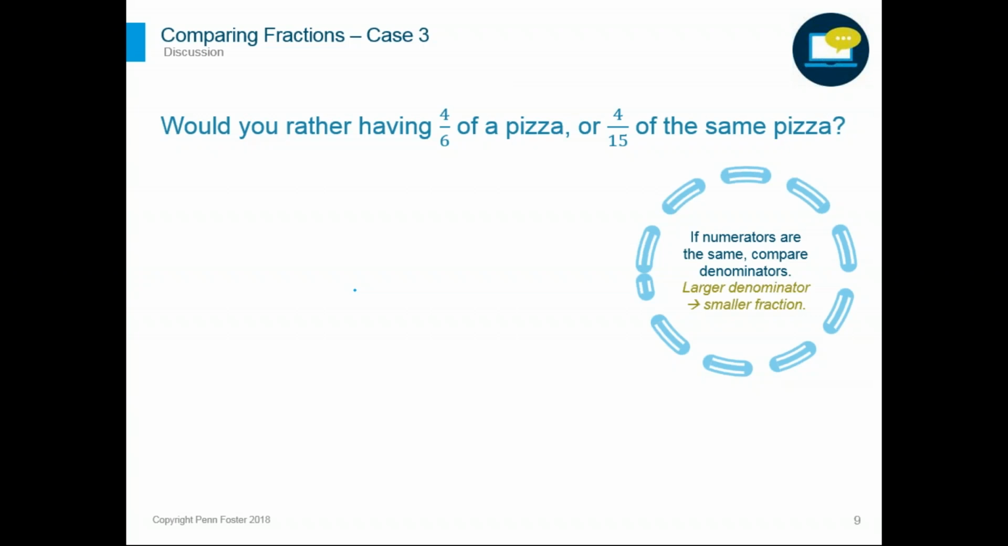So what's the rule behind it? When you have two fractions with different denominators but the same numerator, the fraction with the smaller denominator will be the fraction of the larger value. So in that case, I'm able to right away say that 4 over 6 is greater than 4 over 15. If you want more pizza, you're going to go with option number 1. Less pizza, then you're going to go with option number 2. Any questions? Anything that was not clear about comparing fractions?